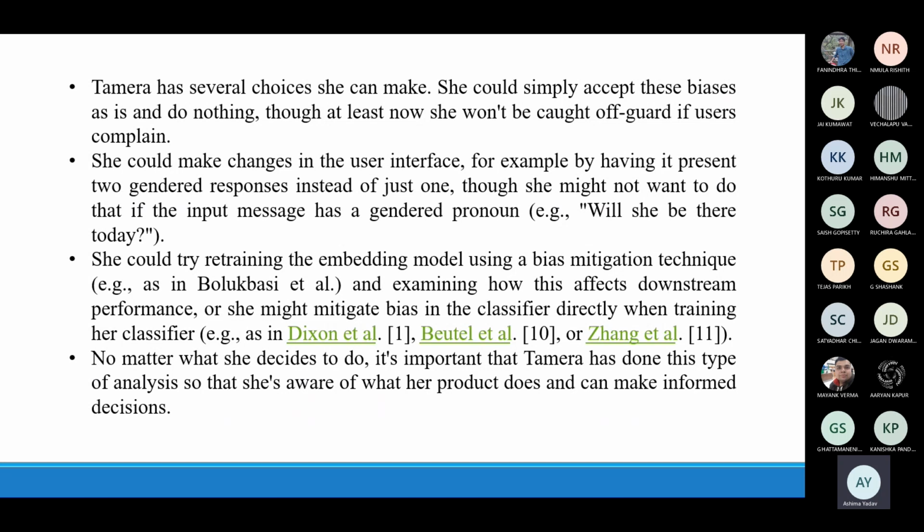Again, if she wants, she can go ahead with this technique where the model has bias but is still performing well. Or she might go ahead and try a bias mitigation technique, so that the effect of bias may be reduced downstream in her model. So she has both options.